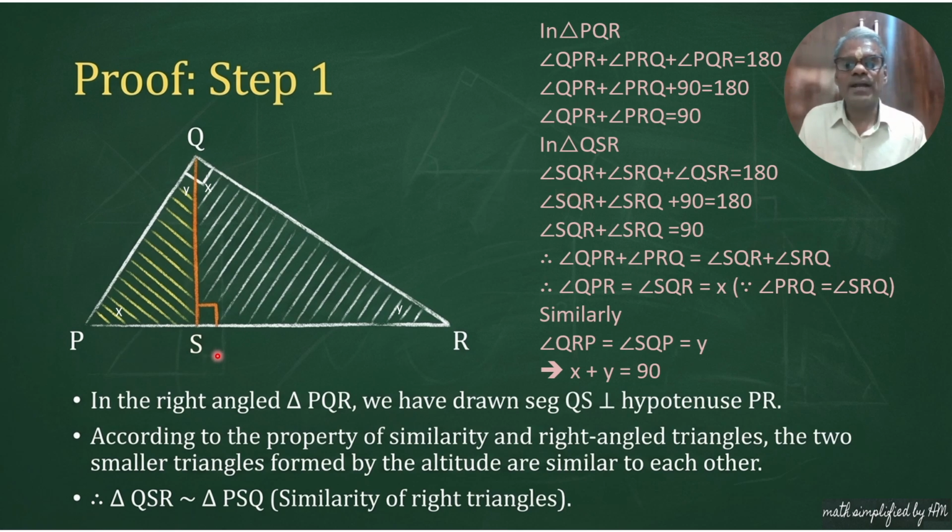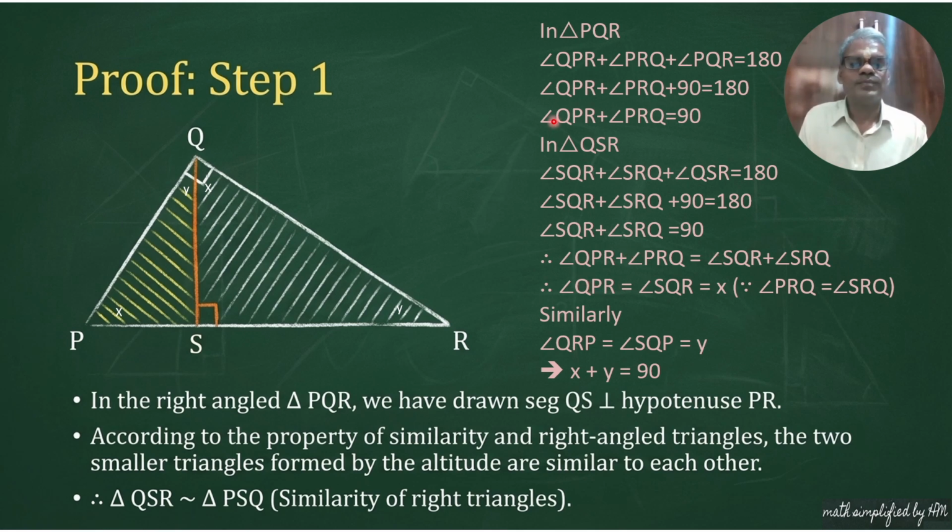Now in triangle QSR, angle SQR plus angle SRQ plus angle QSR is 180 degrees, and by our construction angle QSR is 90 degrees, we get angle SQR plus angle SRQ plus 90 is equal to 180 degrees. Therefore, simplifying, angle SQR plus angle SRQ is equal to 90.